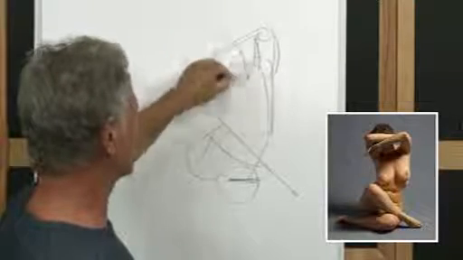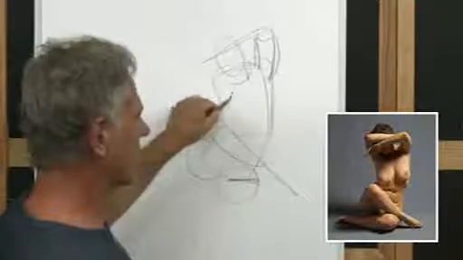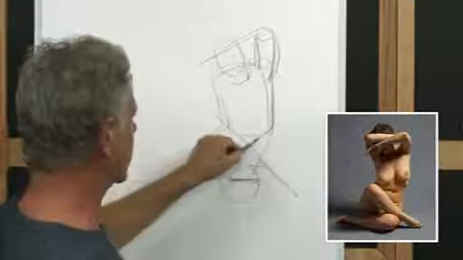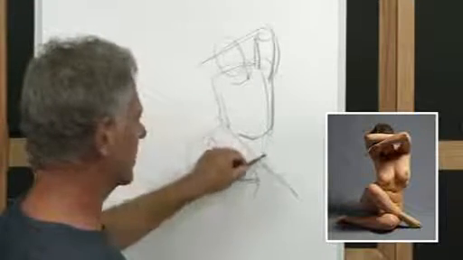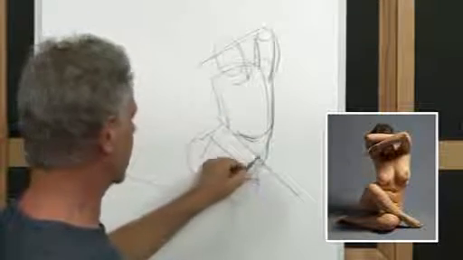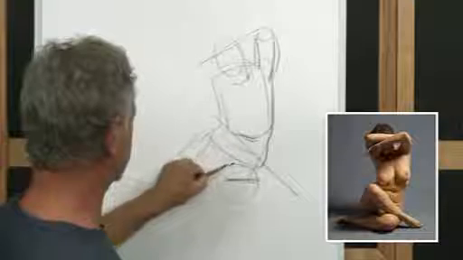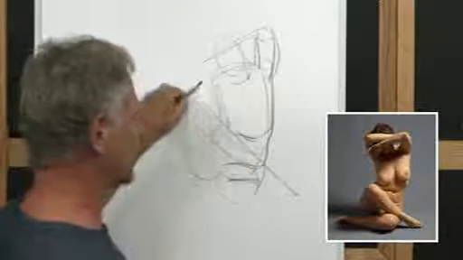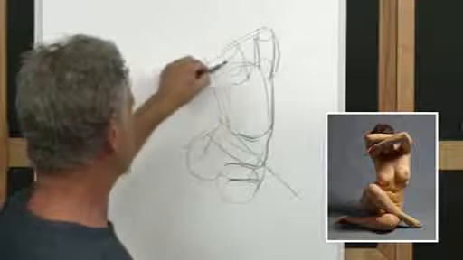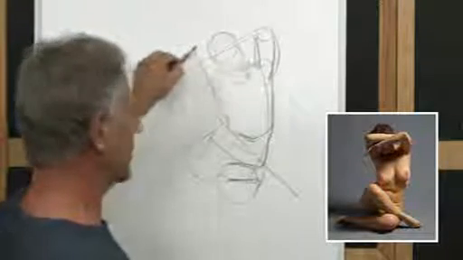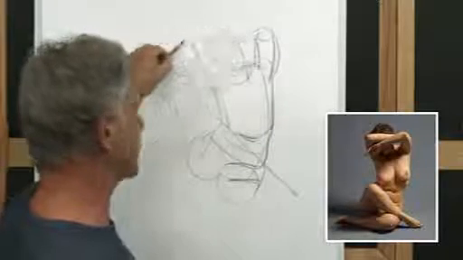And we're attempting then to find out what's going on here with the underlying form before we invest too much in what we're seeing in front. Now, let's say the other arm is here.